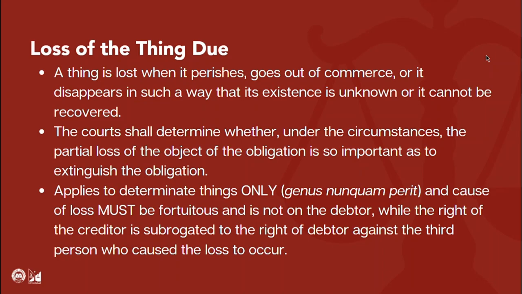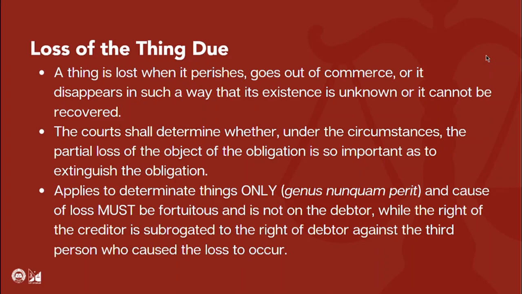Here the court shall determine whether, under the circumstances, the partial loss of the object of the obligation is so important as to extinguish the obligation. This applies to determinate things only, and the cause of loss must be fortuitous and not attributable to the debtor, while the right of the creditor is subrogated to the right of the debtor against the third person who caused the loss to occur.